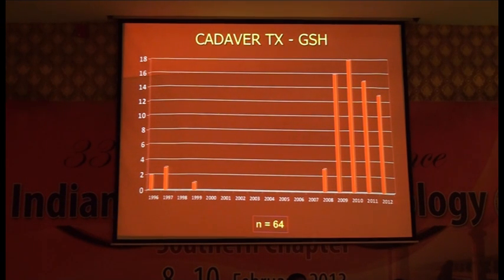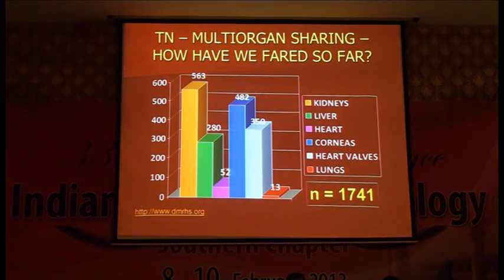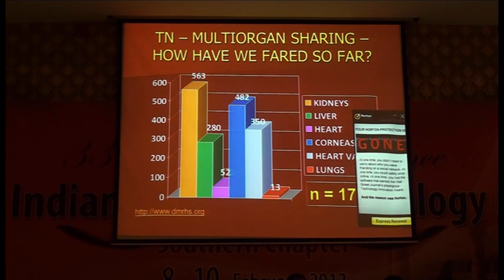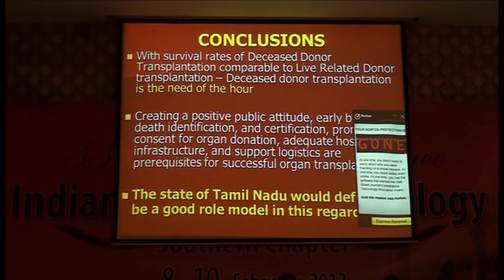Following is the list of cadaver renal transplant year-wise distribution. Though it had started in 1996, it started gathering momentum only after 2008, and in the year 2010 there was a peak of about 18 cadaver renal transplants. In Tamil Nadu we have a multi-organ sharing network. So 563 donors we have shared with the public and the private hospitals. And the total number of organs shared was 1,741. The mission statement of this multi-organ network is organs wasted or lives lost.